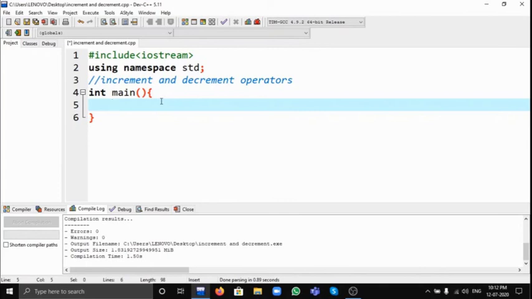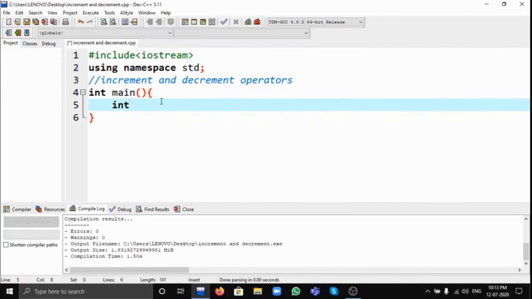So the first kind of operator that we can try to understand is the increment operator. What do you think the word increment means? It means to increase, right? To increase the amount of something or the value of something. Since we are talking about this in a programming lecture, we can take an example of increasing the value of a variable. For example, how do we define a variable?